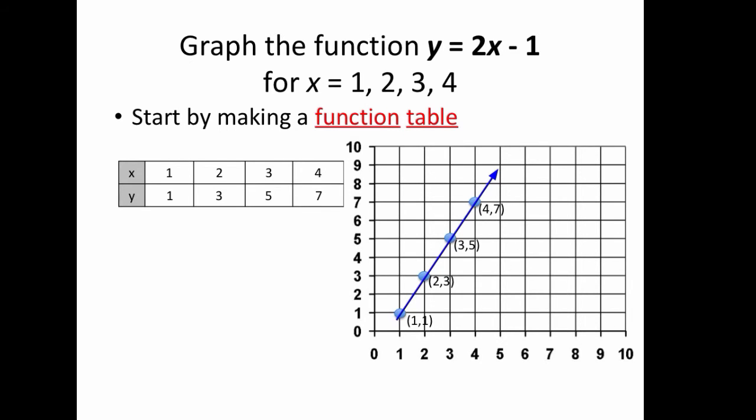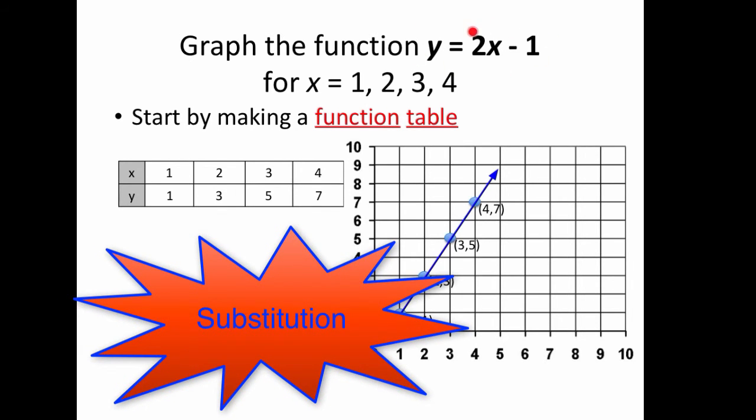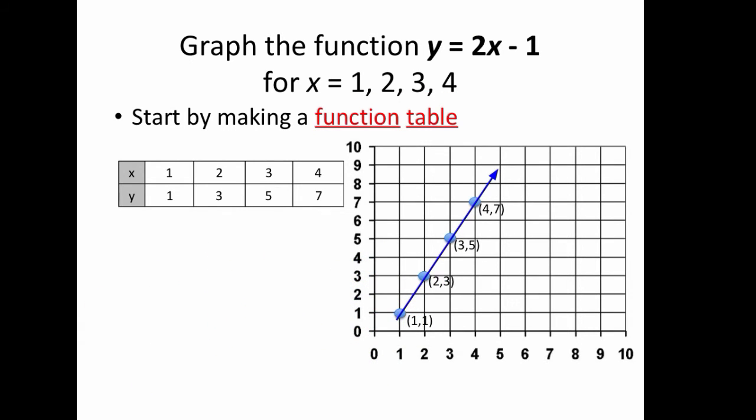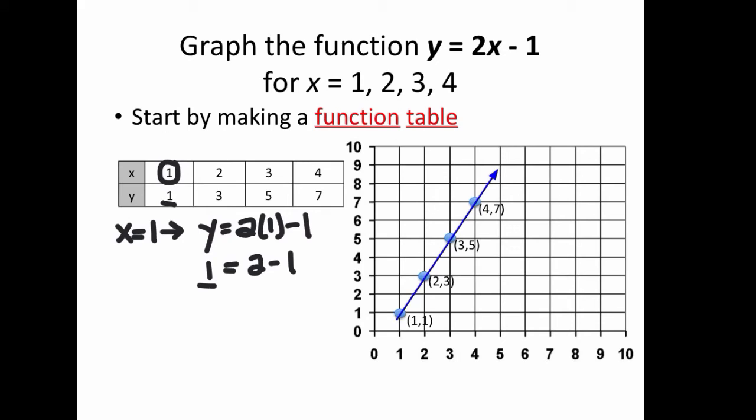Well, we have to use a little substitution. We need to use our rule, plugging in our inputs to get our outputs. So show this with me in your notes. When x equals 1, we need to figure out what our output is. How do we get 1? Well, we plug it into our rule. So we go y equals 2, plug in 1 for x, times 1 minus 1. That's going to give us our output. 2 times 1 is 2, minus 1 is 1. So there's my output.